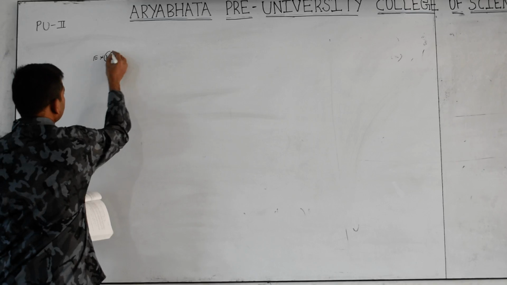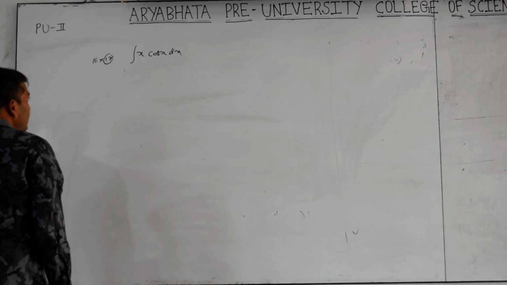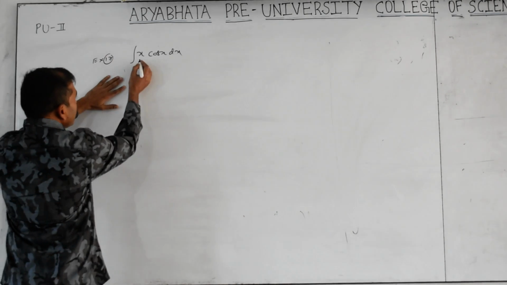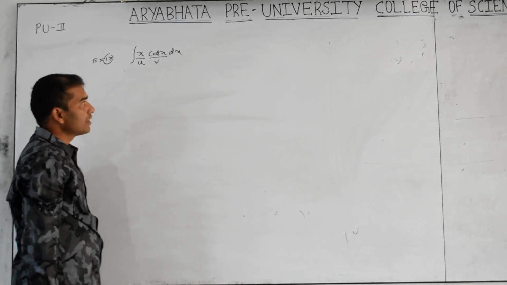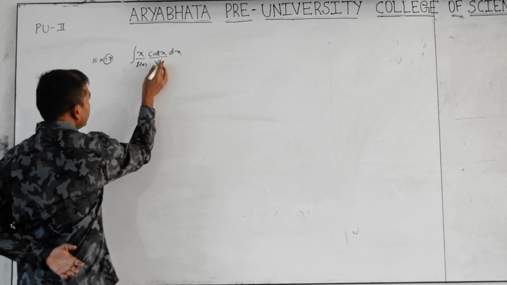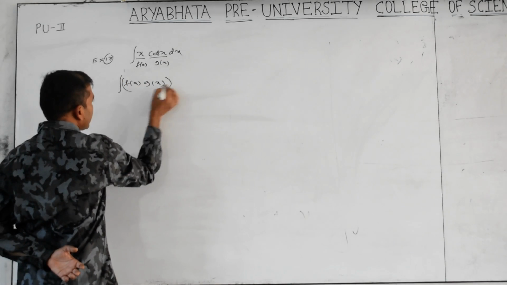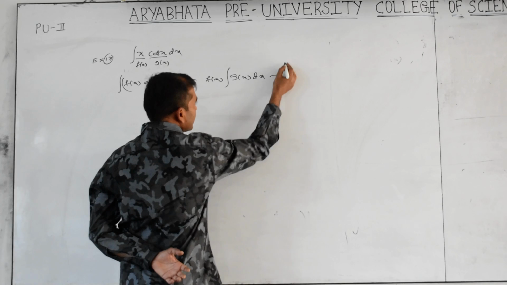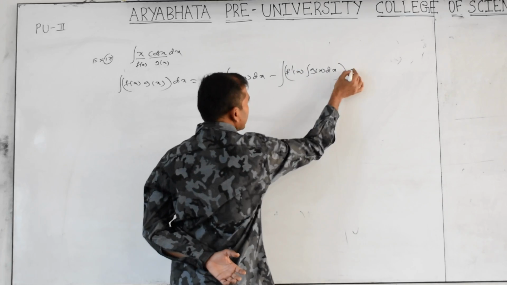Example 17: integration of x into cos x dx. In the product x into cos x, the first function is x, which is algebraic, and cos x is trigonometric. So this is u and this is v, or f of x and g of x. The integration of f of x into g of x dx equals f of x times the integration of g of x dx, minus the integration of f dash x times the integration of g of x dx.